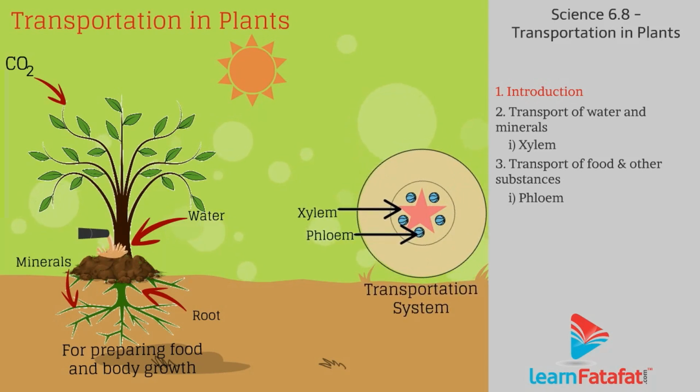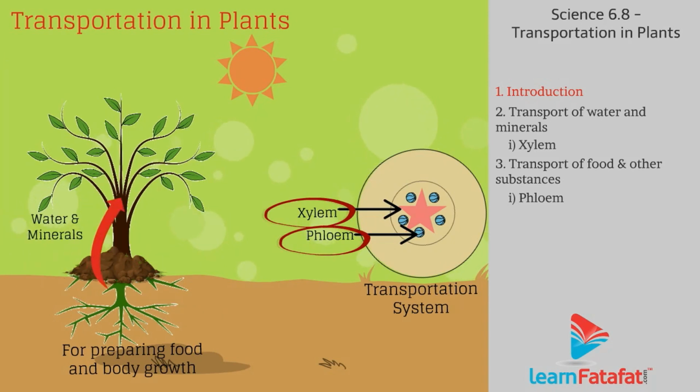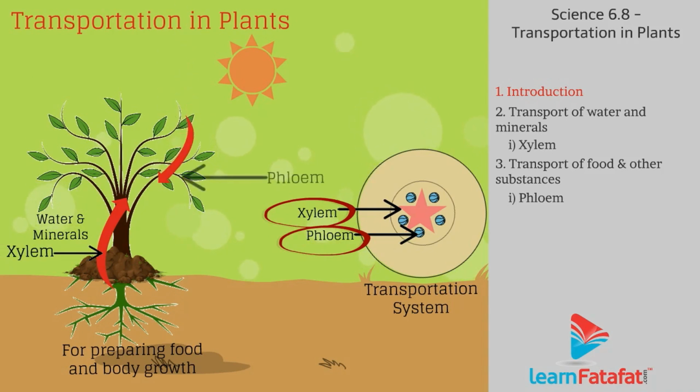For that, plants have specially organized conducting tubes called xylem and phloem. Xylem moves water and minerals from roots to body parts, and phloem transports the products of photosynthesis from leaves to other parts of the plant.